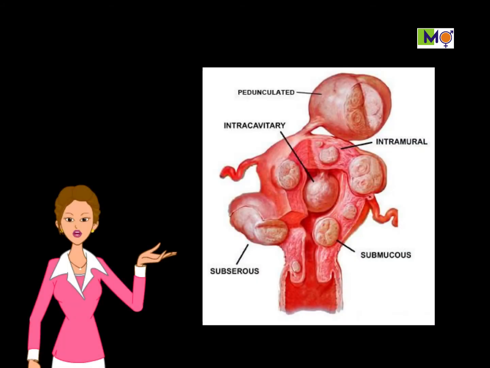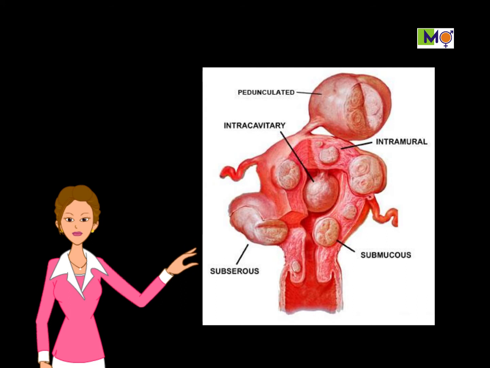Fibroids are benign tumors inside the womb or on the wall of the womb. When present inside the womb cavity or pushing against the womb lining and of large size, they can interfere with fertility and implantation.